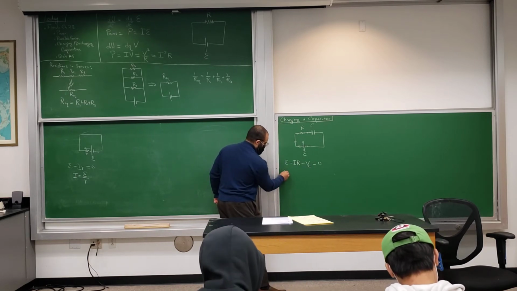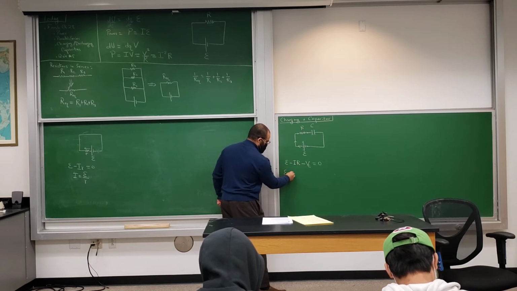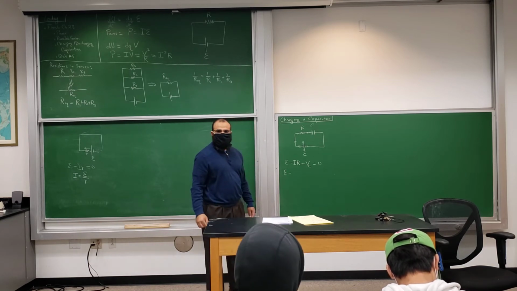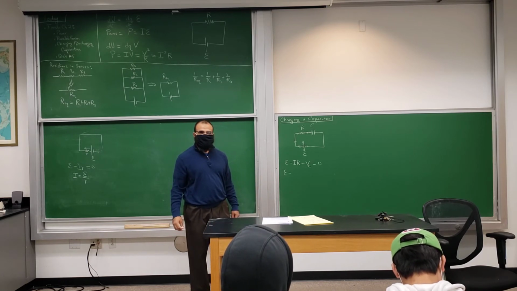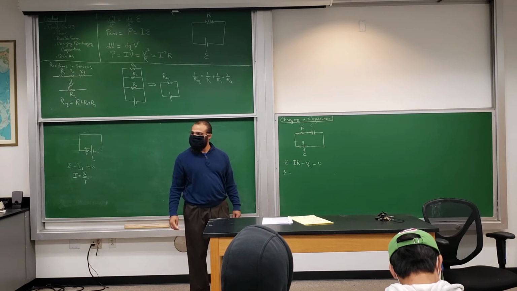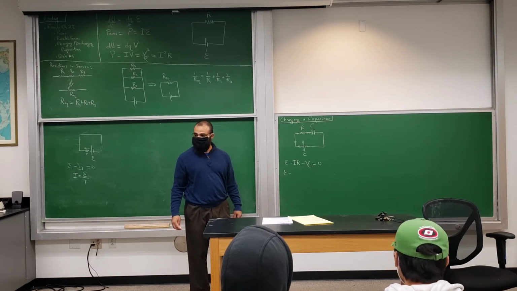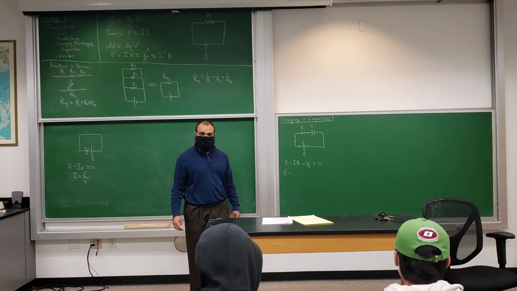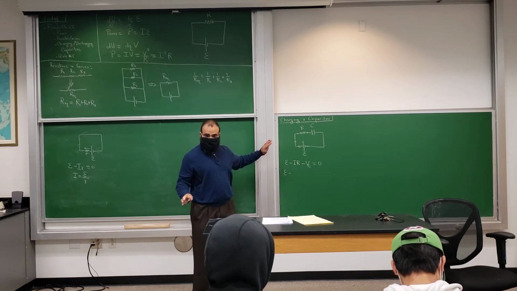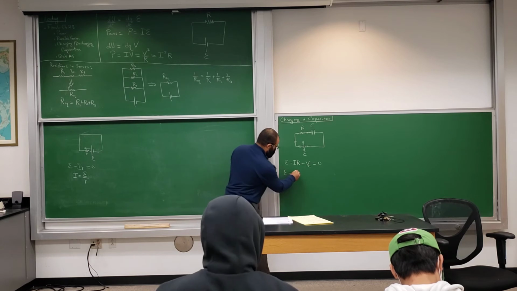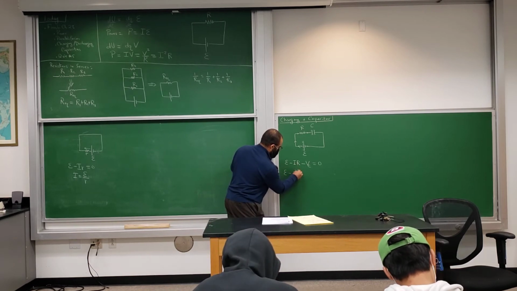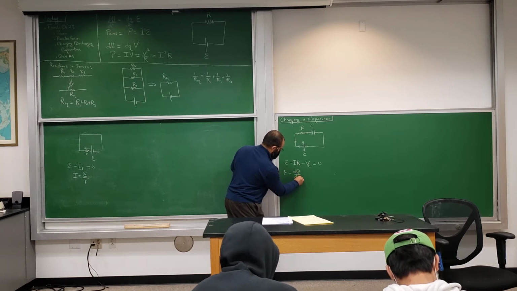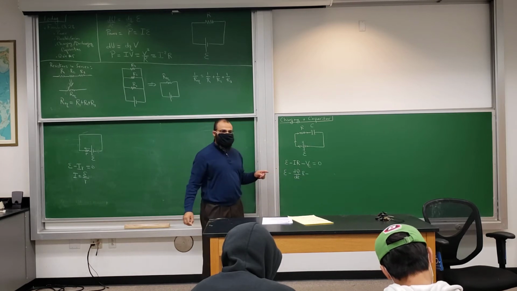Alright, so let's see. I have here the EMF of the battery minus the current. How is the current related to the charge? Yes, remember current is dq dt. And the current has the right direction, so it is just dq dt. So the current is dq dt times R, minus the voltage across the capacitor.